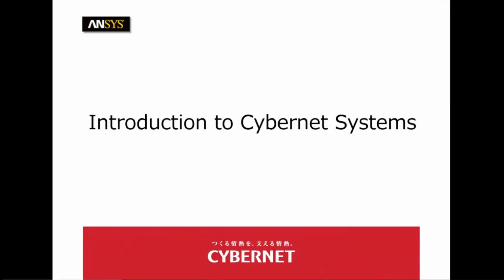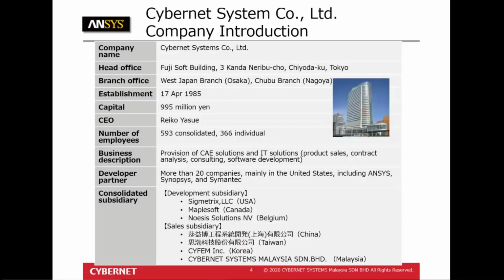So let's start with a little introduction to Cybernet Systems. Established in 1985, Cybernet Systems has been providing CAE solutions and also IT solutions through product sales, contract analysis, consulting, and software development for over 30 years now. We have developed partnerships with more than 20 companies, mainly in the United States, including ANSYS, Synopsys, and Symantec. The sales subsidiaries of Cybernet Systems consist of Cybernet China, Cybernet Taiwan, Cyfam, which is based in Korea, and of course, Cybernet Systems Malaysia.